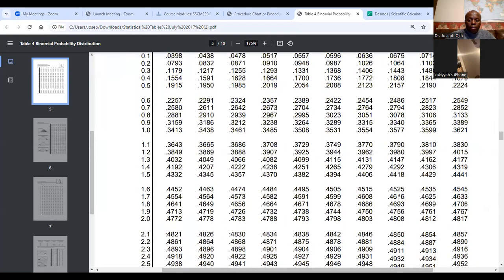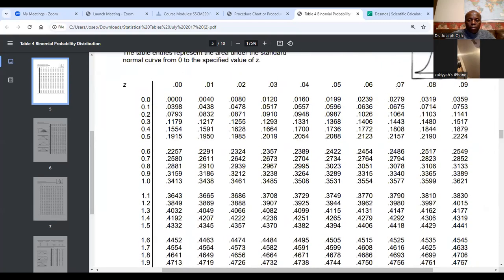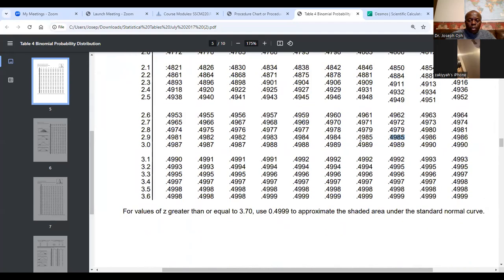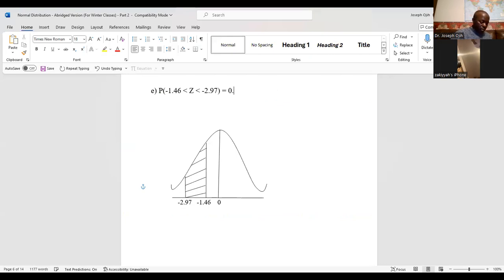Okay, I think this is it. Yep, right here, 7. So 2.9, 2.9, 7. That gives 0.4985. Then we subtract, and I'm going to put it here: 0.4985.